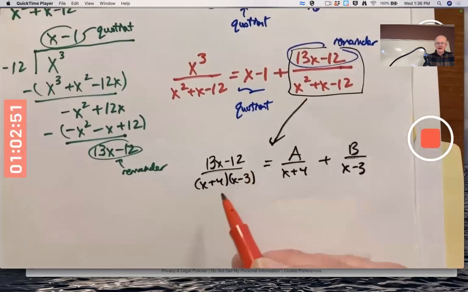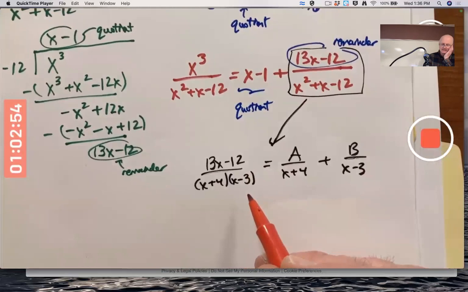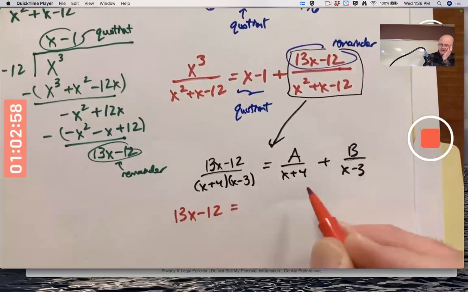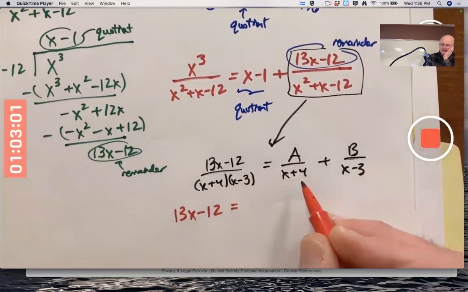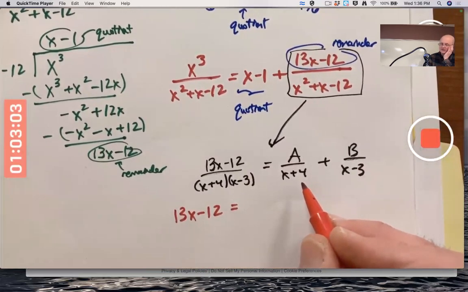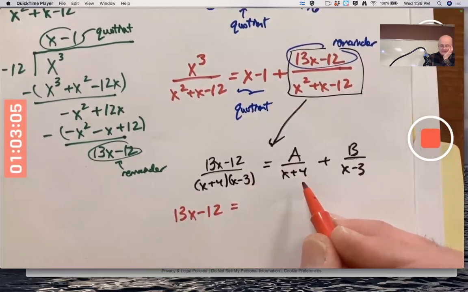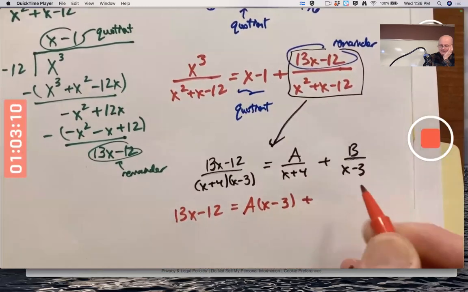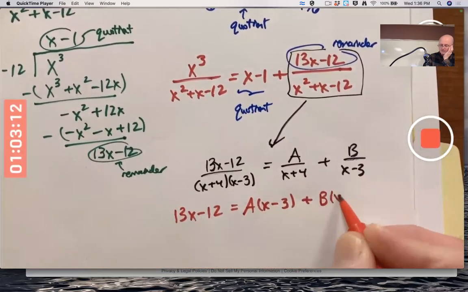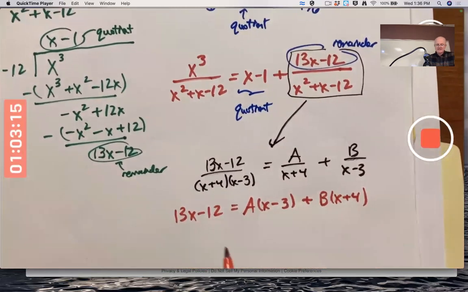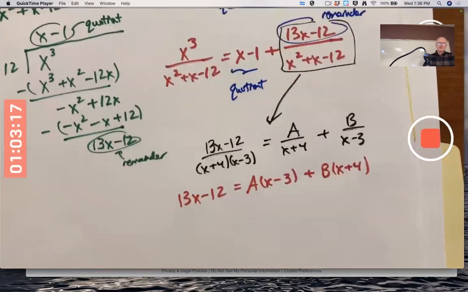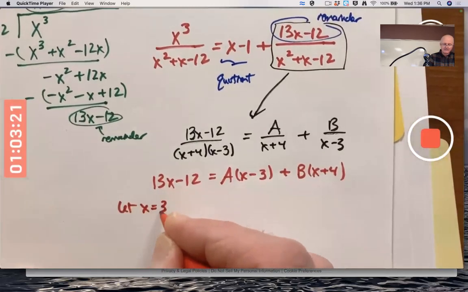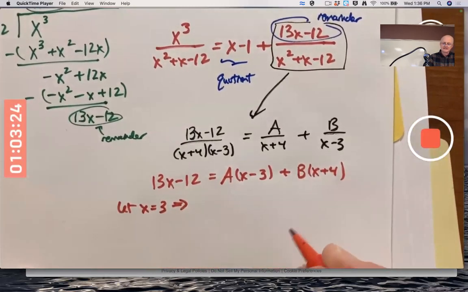Multiply both sides by the common denominator of x plus 4 times x minus 3 to get complete cancellation on the left and partial cancellation on the right. This fraction that I'm pointing at times x plus 4 times x minus 3. The x plus 4's cancel, so you have a times x minus 3. And with the other one, the x minus 3's cancel, so you have b times x plus 4, just like before. It's the left side that's different. The shorter method says go ahead and let x equal 3 and negative 4 and see what happens, because these will be 0.